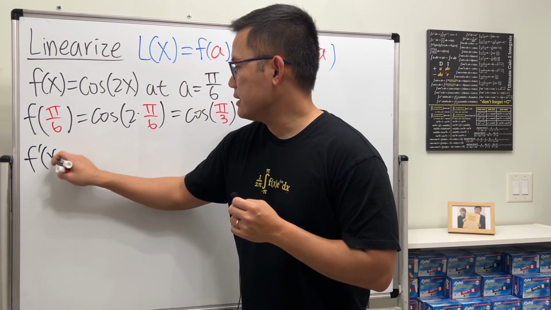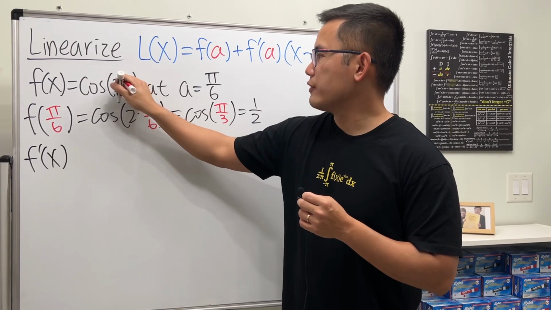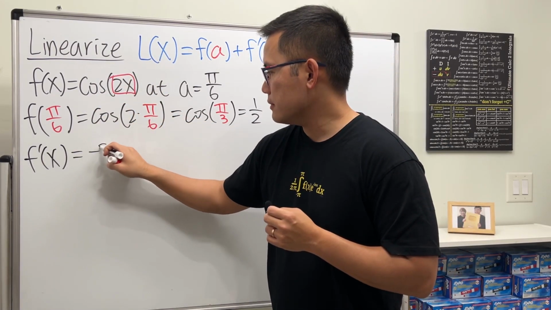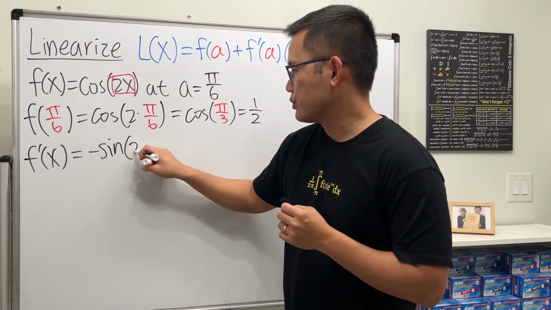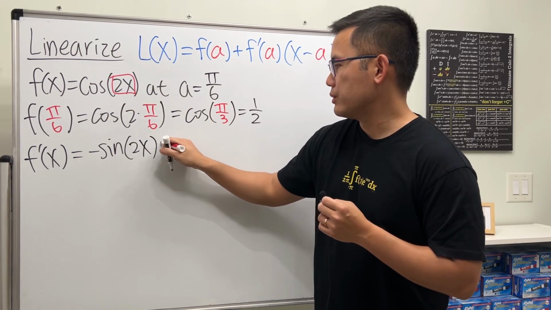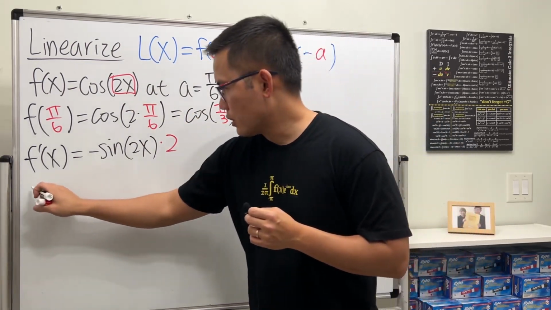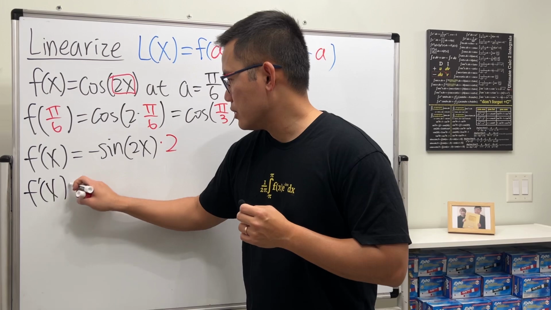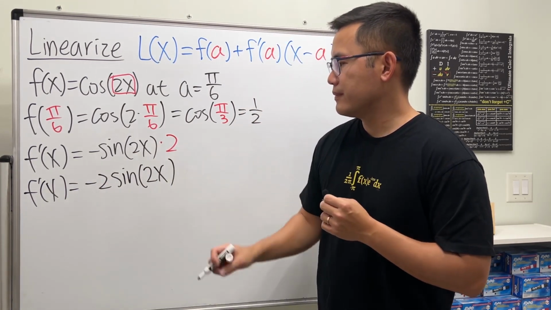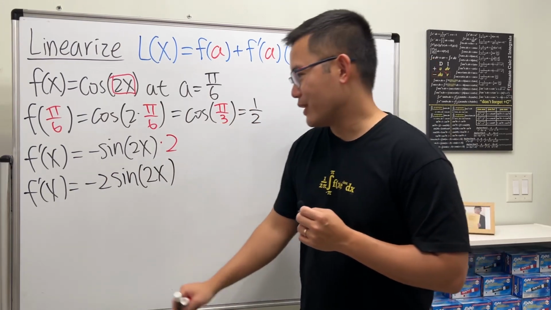Alright, then we are going to just go ahead and do the derivative. So f prime of x: take the derivative of cosine of a box, yeah? The derivative of cosine is negative sine, and then the box stays the same, so just 2x inside. Then we multiply by the derivative inside, which is a 2. So f prime of x is just negative 2 sine of 2x. And then plug in pi over 6 again.